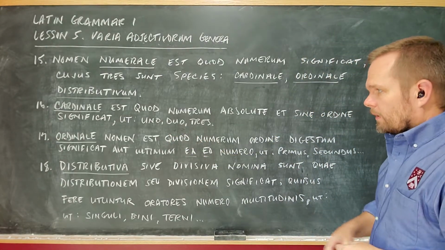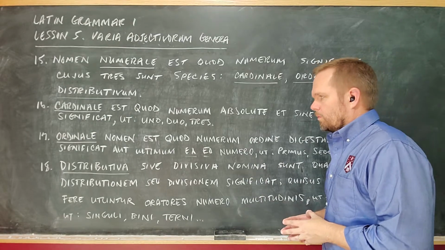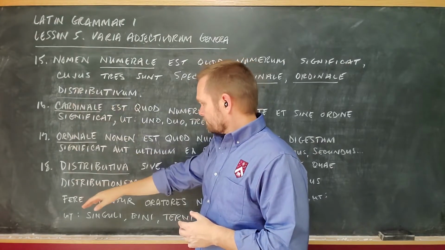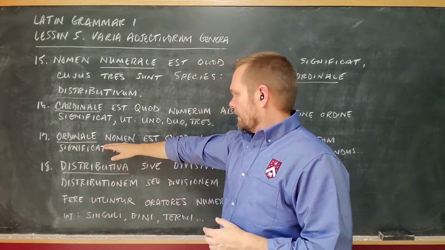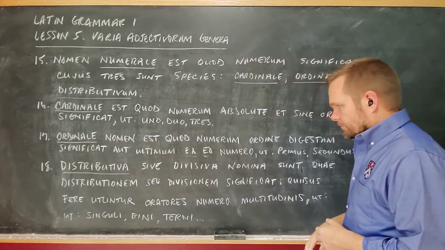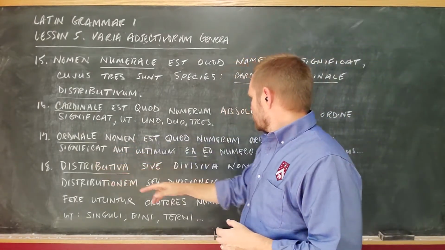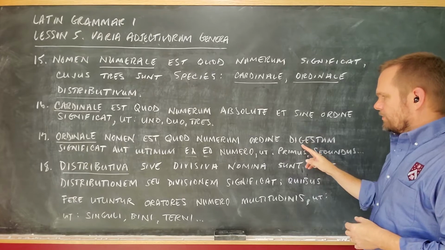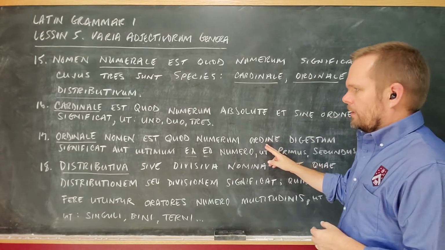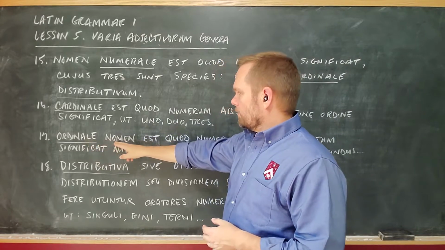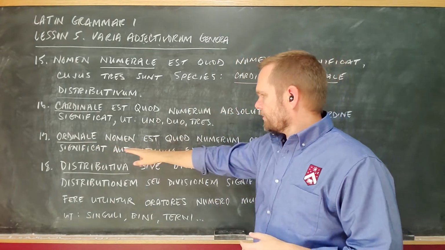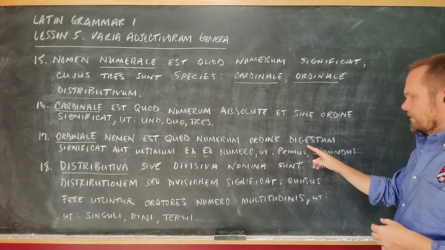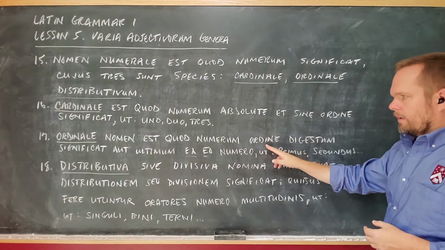Second, the second type of numeral, an ordinal, ordinale. An ordinal numeral is that which signifies a number. Digestum means arranged, ordine, in order. Ordinale nomen, an ordinal noun, is that which signifies a number arranged in order. Ordine digestum, arranged in order.